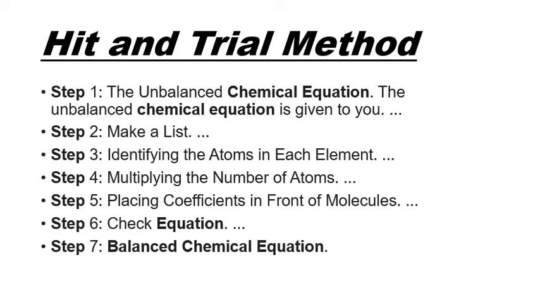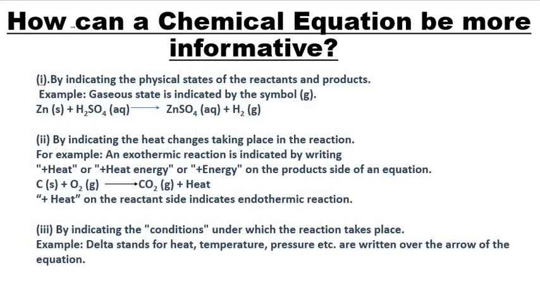Then check the balanced chemical equation, and you can make the equation more informative by putting the state of the different substances involved. We use S for solid, L for liquid, AQ for aqueous, G for gaseous, and if in any reaction heat is coming out, we write plus heat along with the product. If heat is absorbed, we write a delta sign over the arrow.